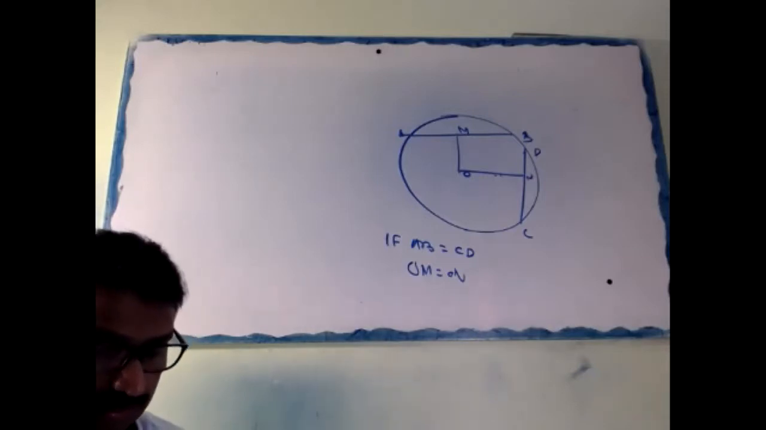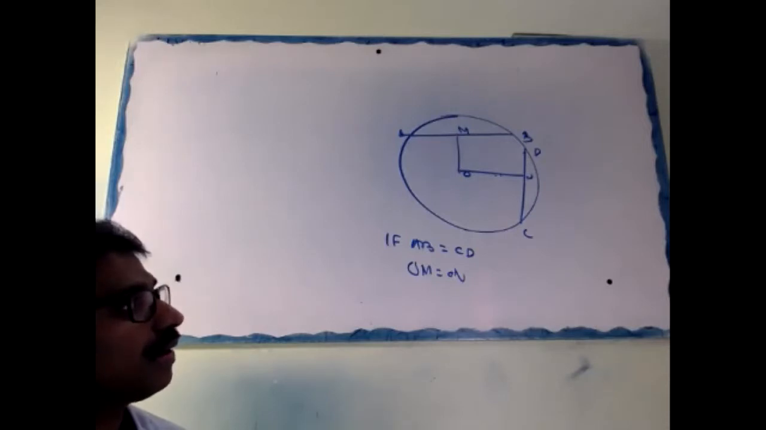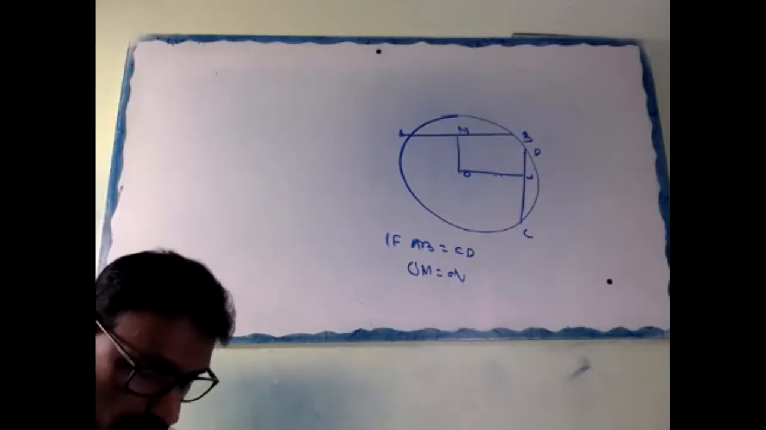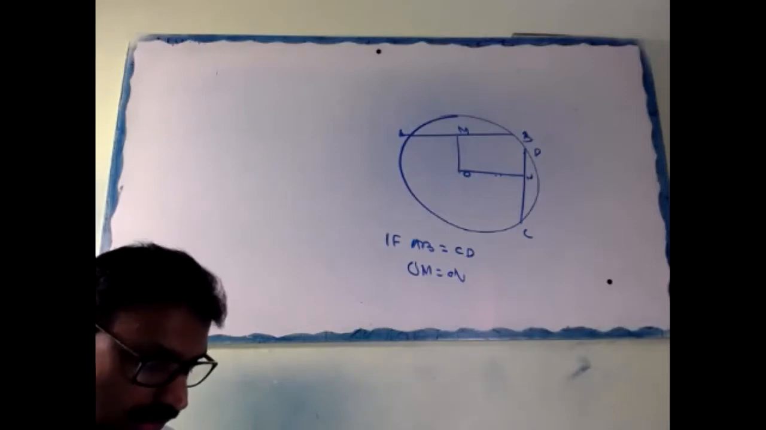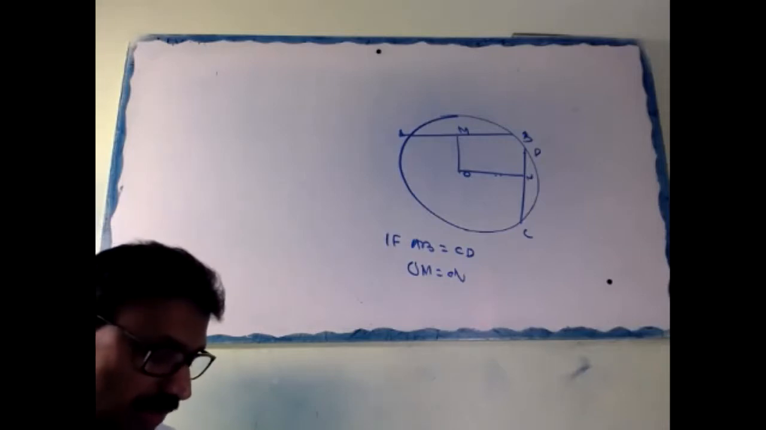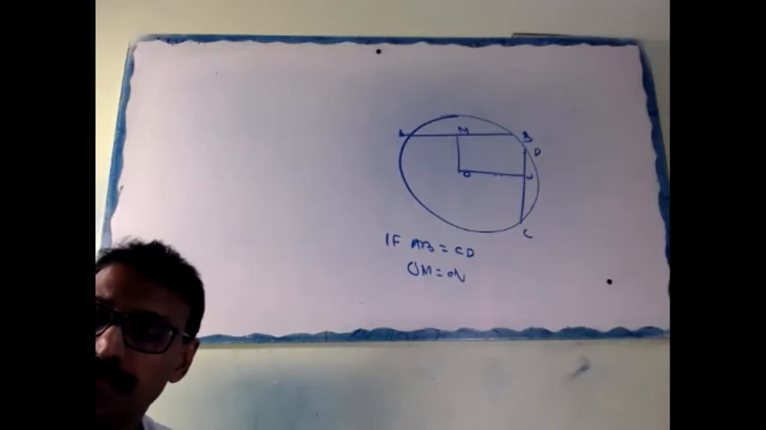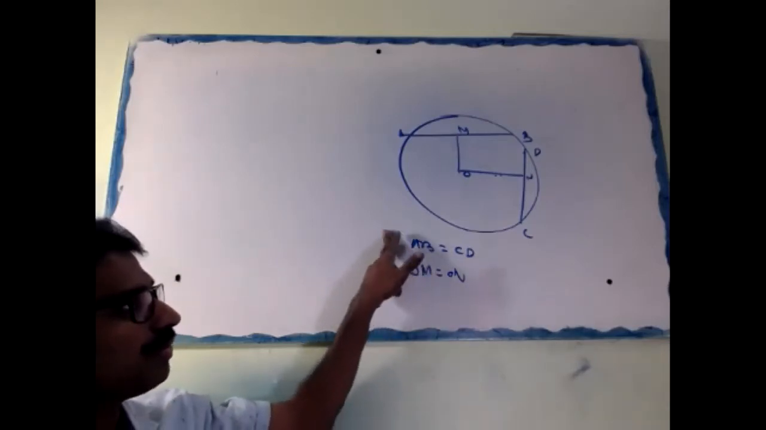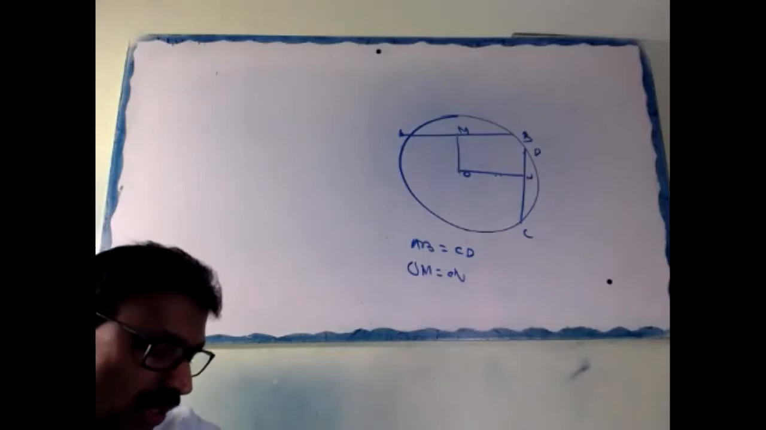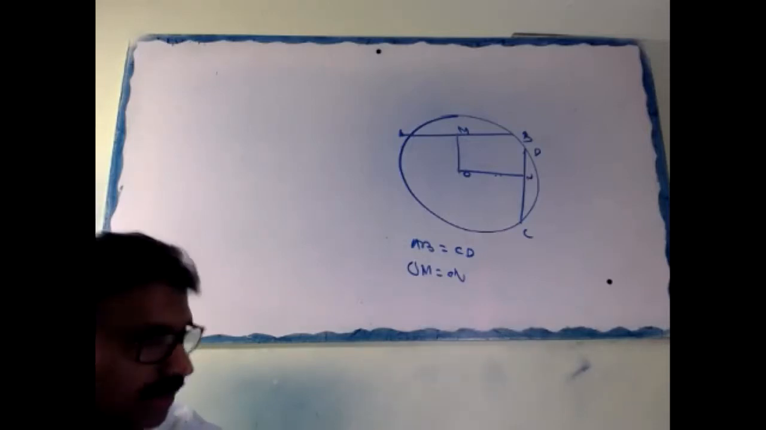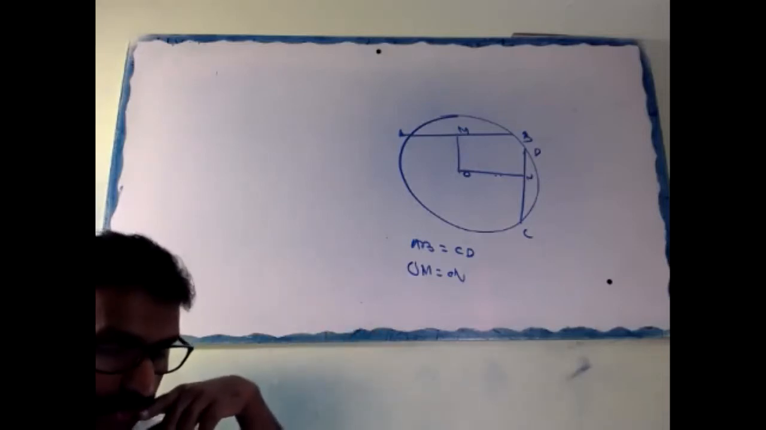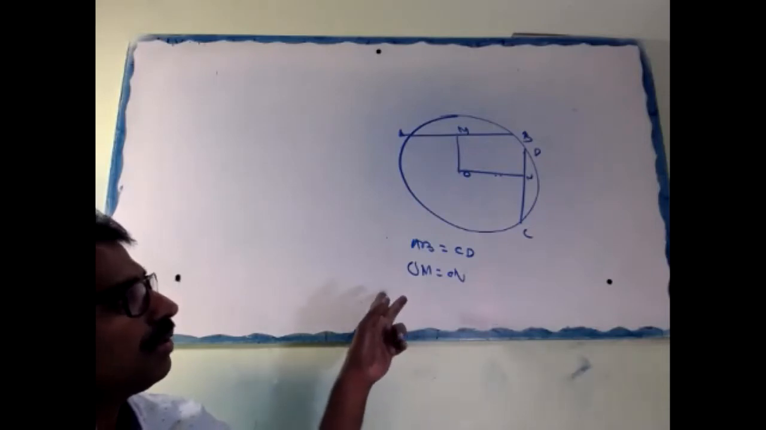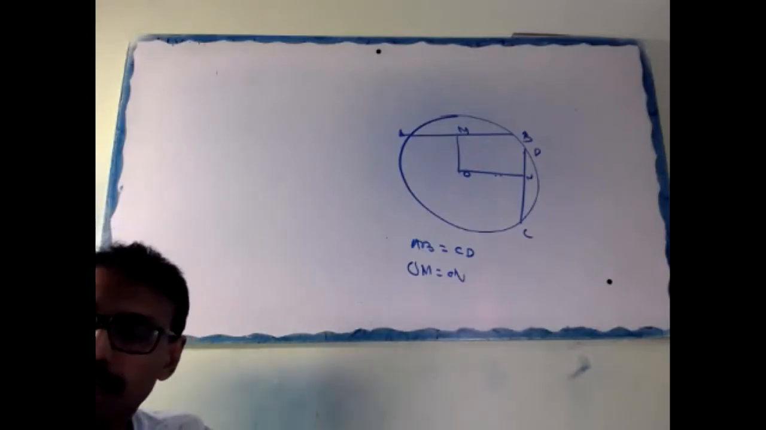What is the meaning? If AB equal to CD, then what? OM equal to ON. Correct or no? No. The first one is what? The first one is if OM equal to ON, then AB equal to CD, right? Correct that one. First one is equal chords of a circle are equidistant from the center. That means if AB equal to CD, we proved OM equal to ON. Correct that one.